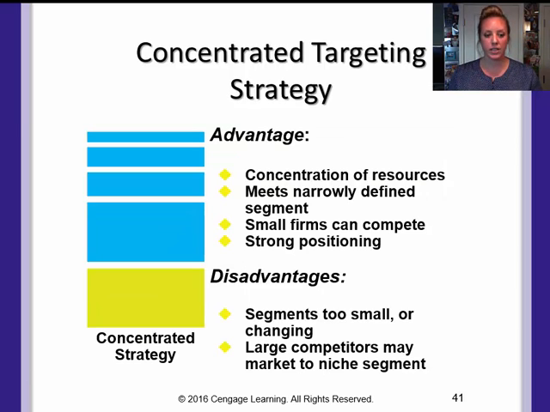A concentrated strategy of focusing on narrow markets is sometimes more profitable than spreading resources over several different segments. A concentrated strategy often enables a small firm to compete effectively with much larger firms. However, a concentrated strategy can also be disastrous for a firm that is not successful in narrowly defining the target market.